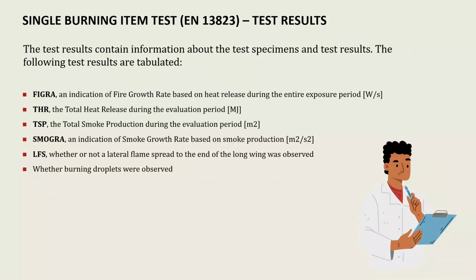The test results are calculated using specific methods and formulas outlined in EN 13823 Annex A. Key terms include FIGRA, which stands for fire growth rate, THR for total heat release, TSP for total smoke production, SMOGRA, which represents smoke growth rate, and LFS, referring to lateral flame spread.